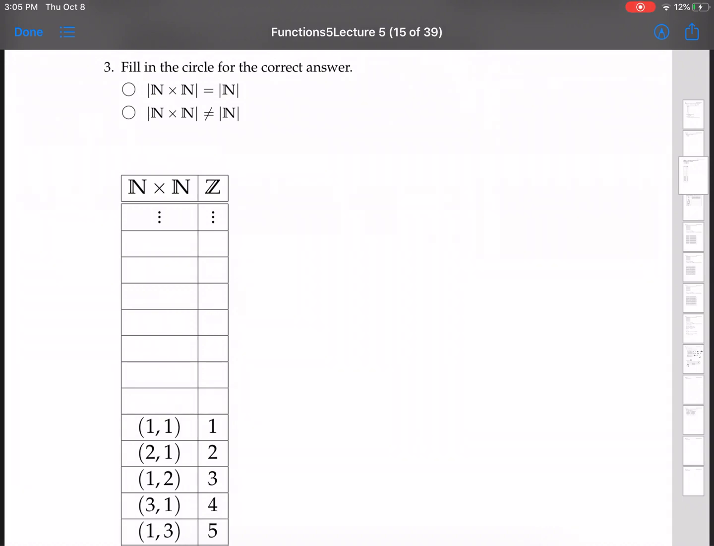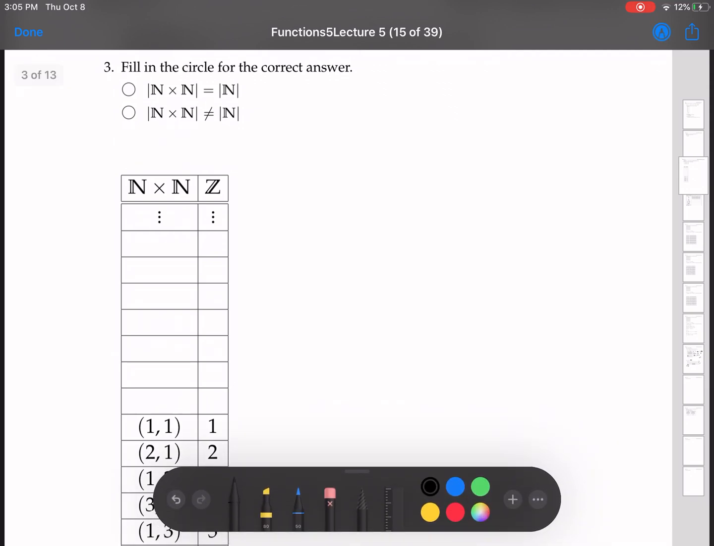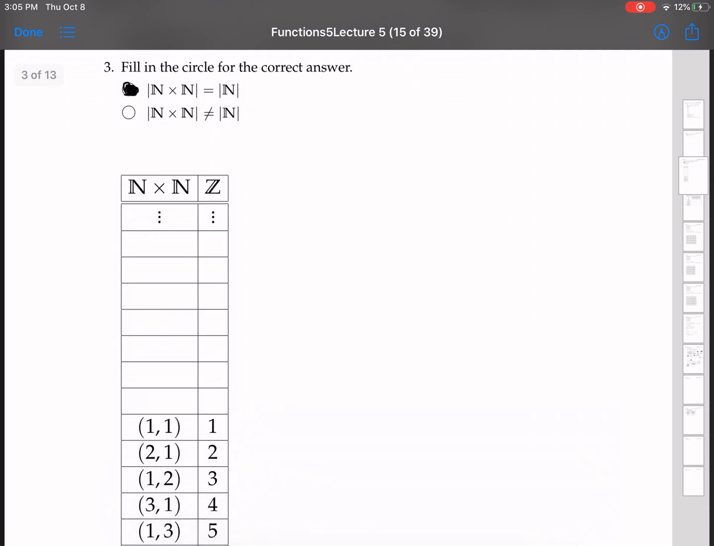Okay, with this one, I'm going to tell you the answer. And then I'll show you why it's true. Okay? So this is the case here. And I'm going to show you an informal way of seeing why this is true. And it really comes down to filling out these tables.